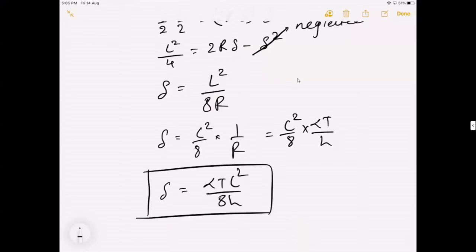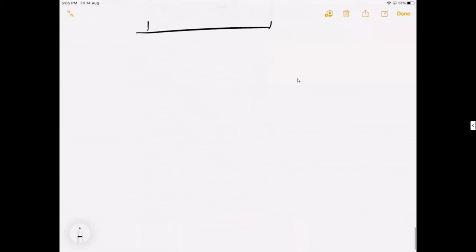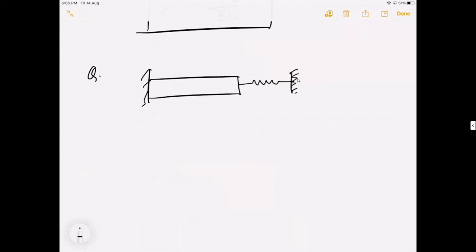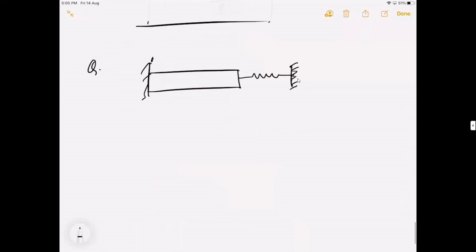We are left with 4 minutes, so quickly we solve one more question. Another question says that a bar is partially restrained with the help of this spring. So this is A, B, and this is C. The temperature is raised from 0 degree centigrade to T degree centigrade, and the length is L.